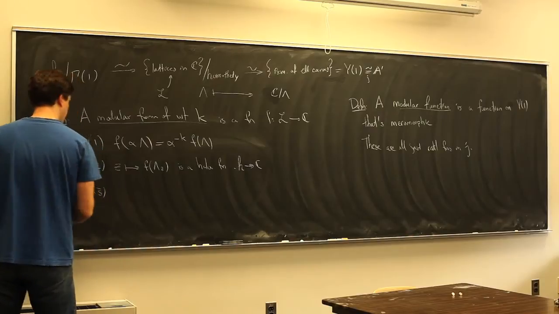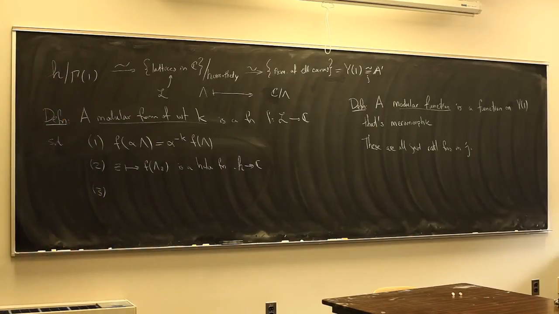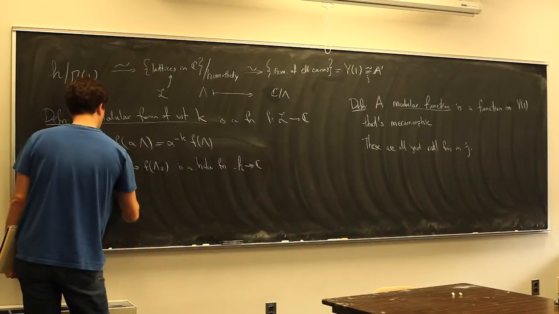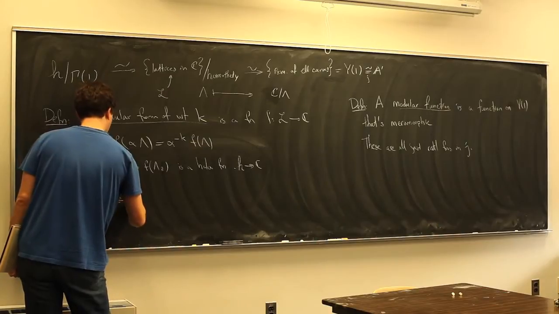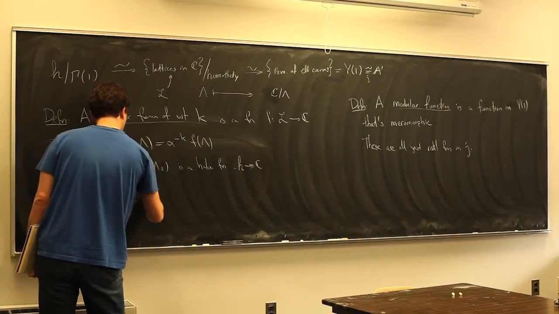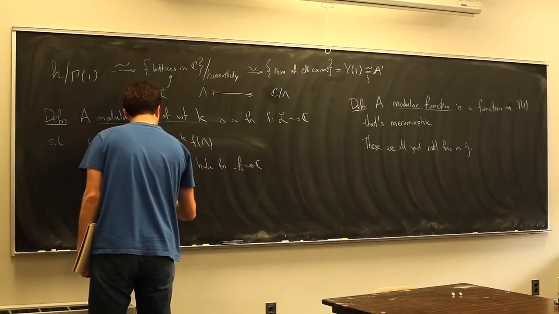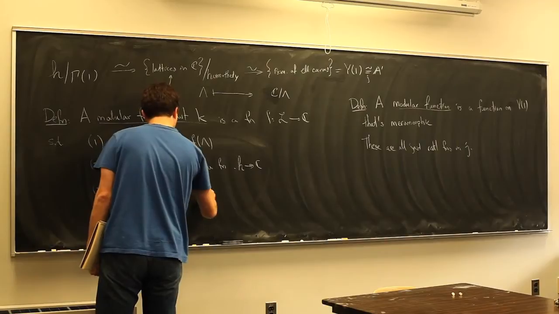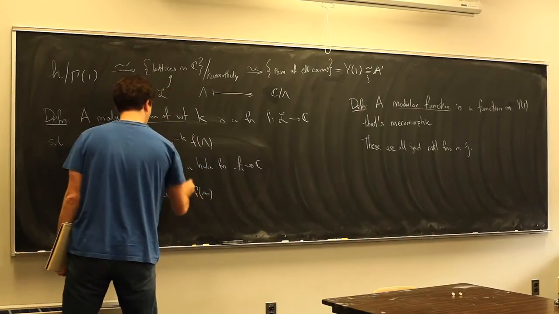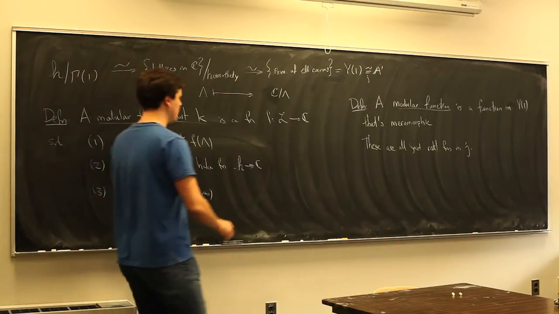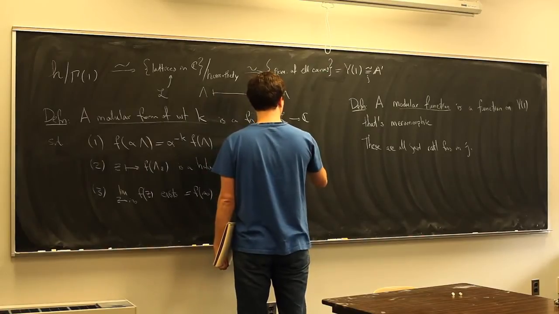And the third condition is that it should be holomorphic at the cusp as well. And the way that I want to phrase that is that as you let z go to i infinity in the upper half plane, this limit exists. And we'll call that f infinity. So that's the holomorphic at infinity condition. And I'll write M sub k for the space of these things. It's a vector space.